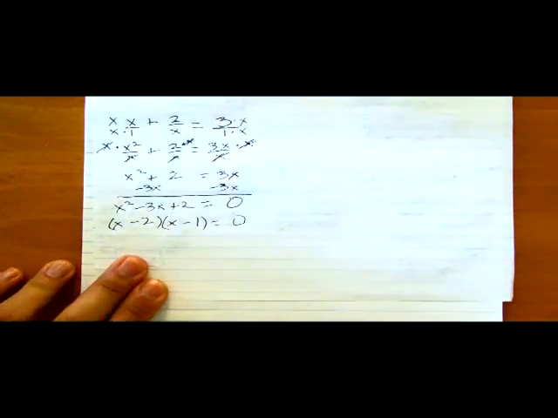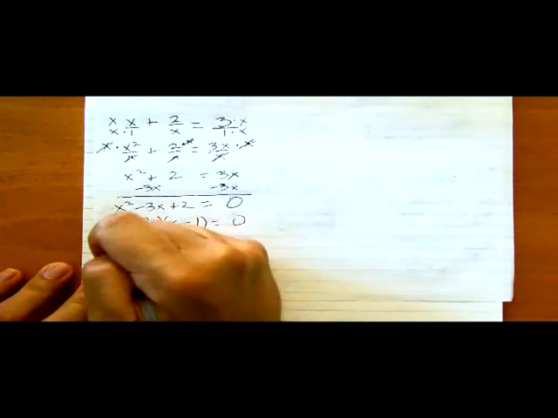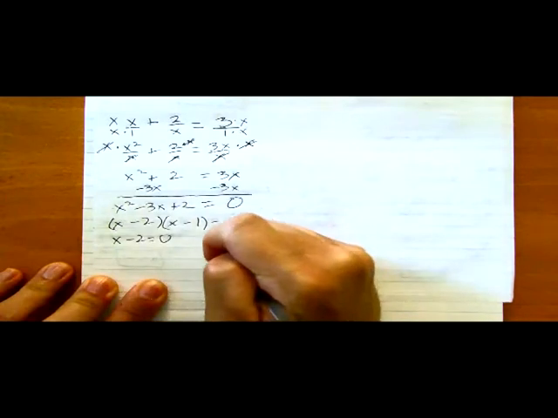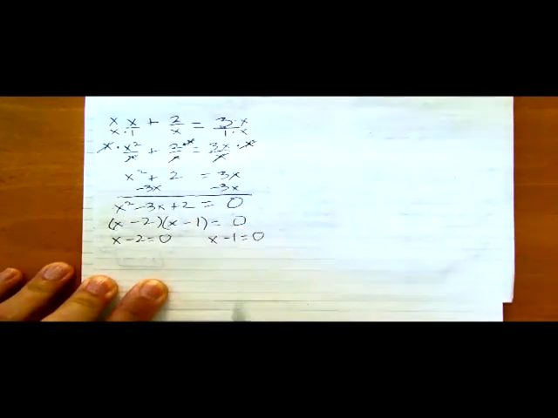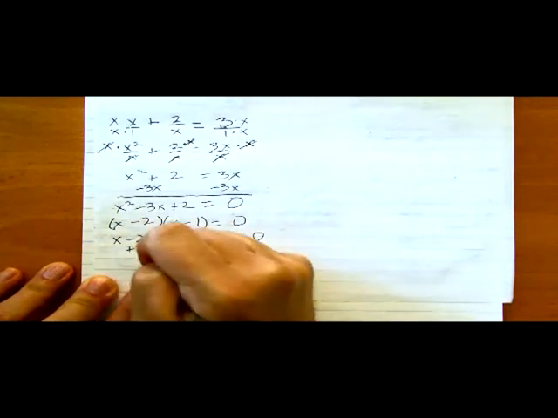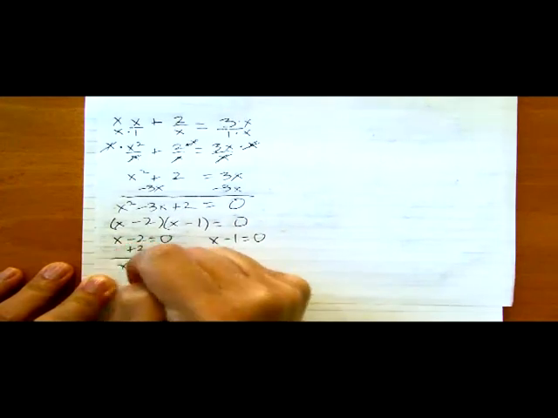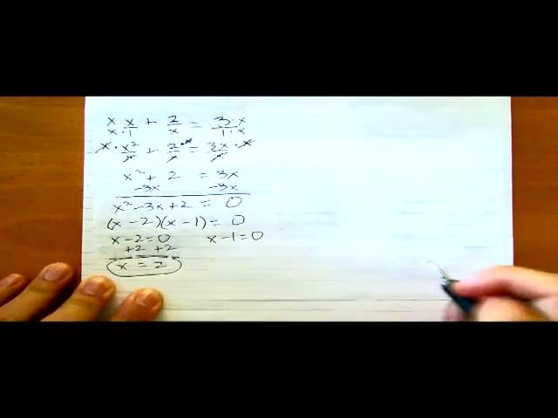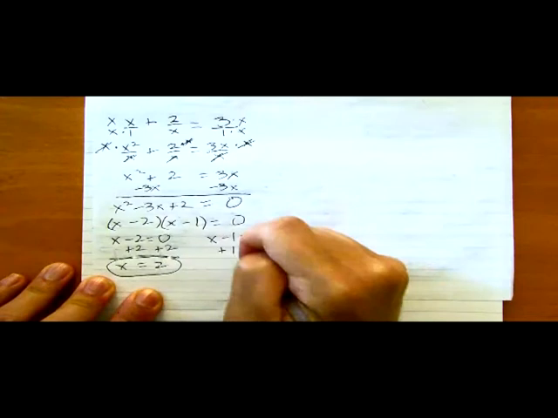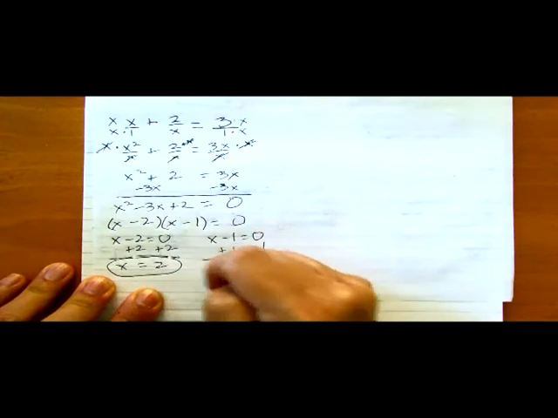Now that we have it factored, each of the factors has to equal 0. So x minus 2 equals 0 and x minus 1 equals 0. And then we solve for x. So x equals 2 and x equals 1.